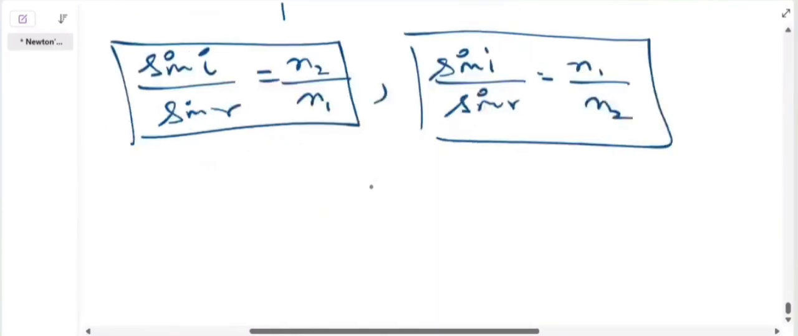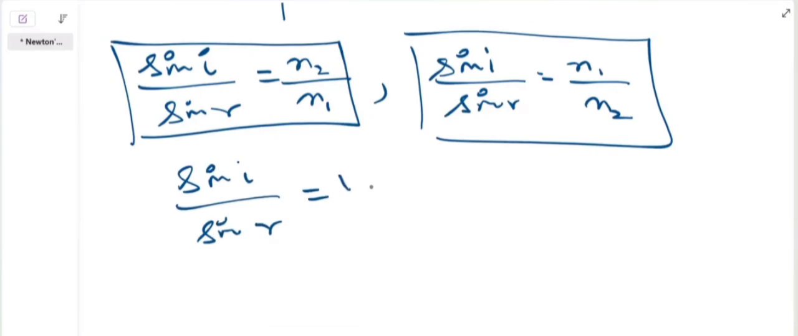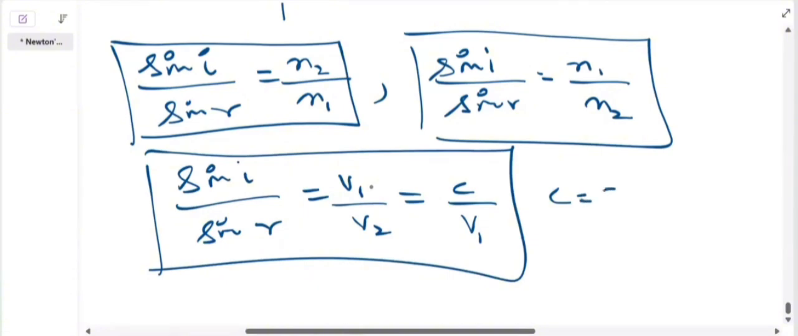Also, we say that sin i over sin r can also be equal to v1 over v2 or c over v1, where c is the speed of light, 3 into 10 to the power of 8 meter per second. Done? Any doubts?